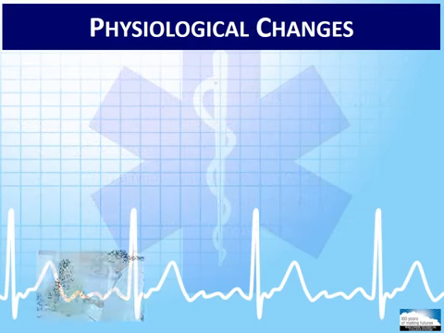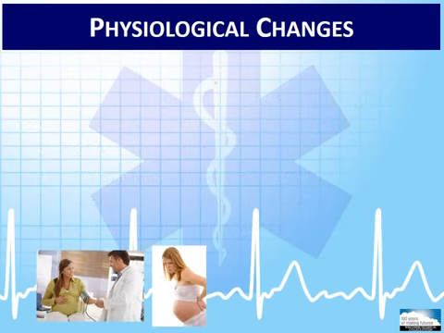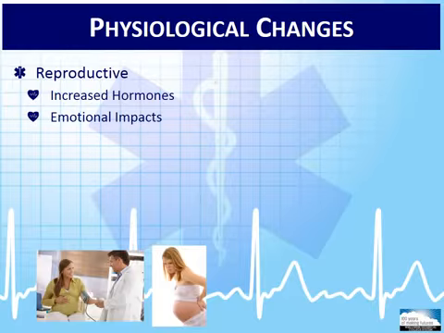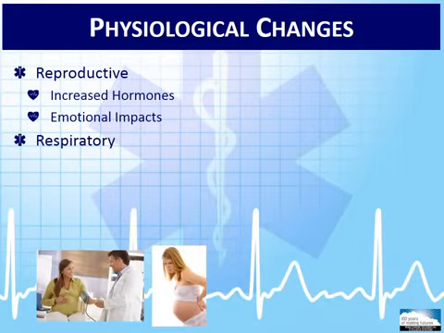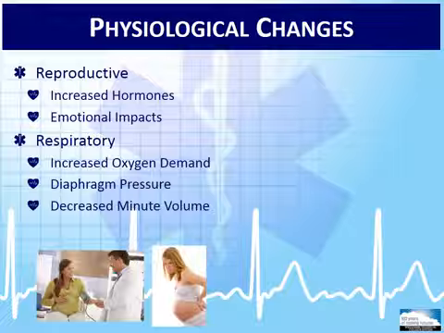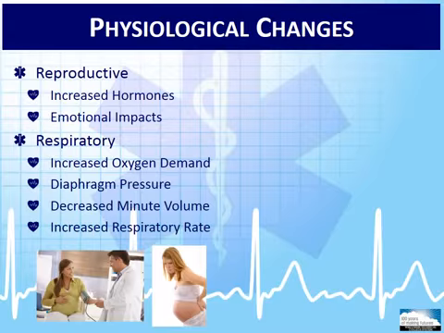For the woman who becomes pregnant, she is about to experience numerous significant changes to her body. Her reproductive system begins producing increased hormones to support fetal development. These hormones will commonly impact the woman's emotional status. The respiratory system must begin handling greater oxygen demand, while pressure on the diaphragm from the developing fetus results in a decreased minute volume. As a result, the mother's respiratory rate is commonly faster than it would be if she were not pregnant.